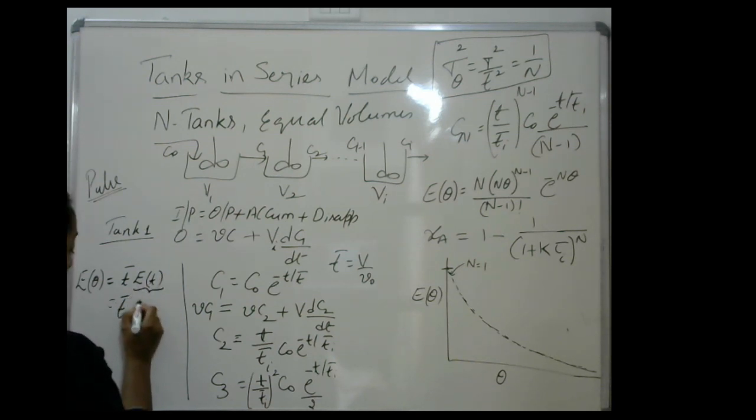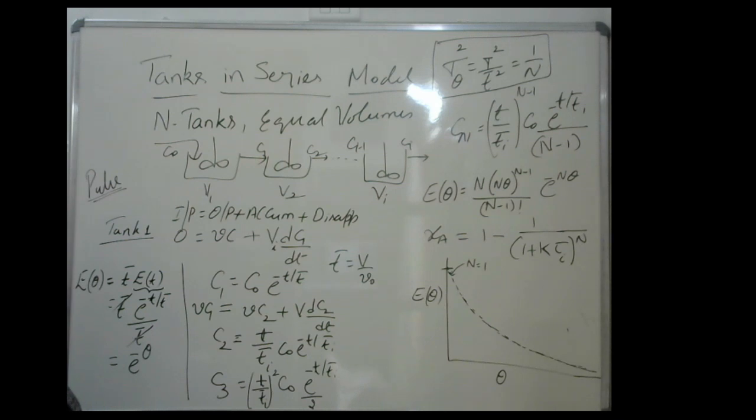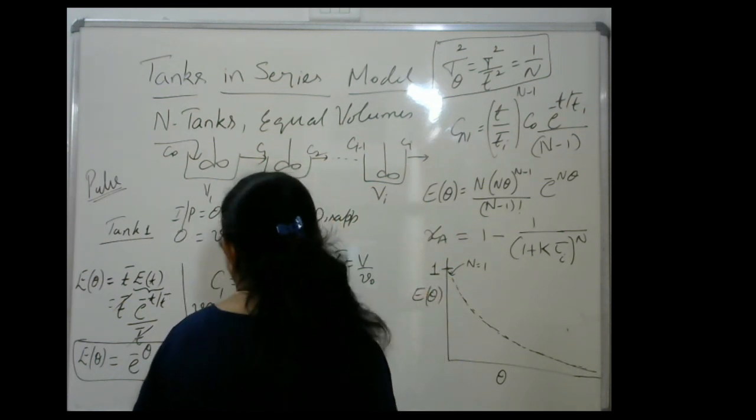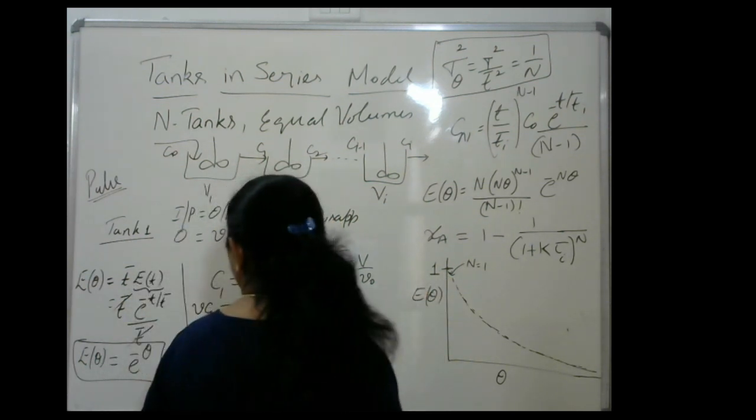E of t, I have developed an equation. Minus t by t bar by t bar. This goes off, and what am I left with? E to the power of minus theta. Theta is what? T by t bar. Theta is t by t bar, and what are you left with? E theta is equal to e to the power of minus theta. Okay. For n is equal to 1, for this is 1, this is 1.